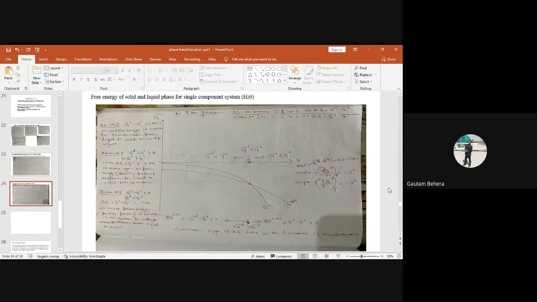Now, free energy of solid and liquid phase for a single component system. So suppose you consider a single component, that is water now, fine, or any single component like a pure metal, for example. That may be in solid state, that may be in liquid state, right? So just have a look. On the y-axis, we have free energy, and on the x-axis, we have temperature. Suppose we consider 1 atmospheric pressure.